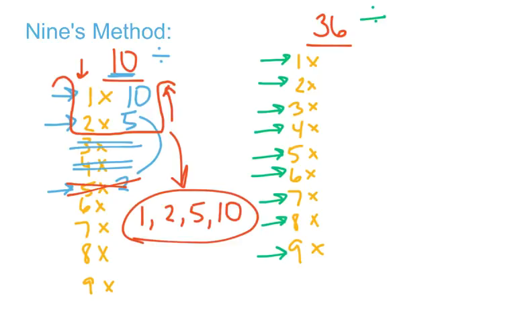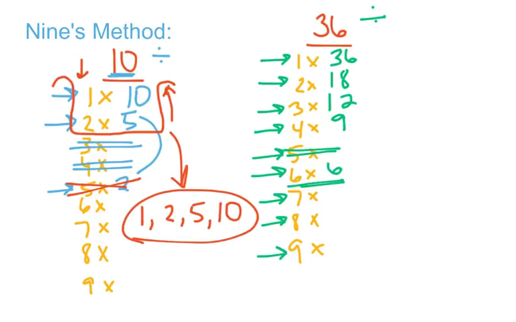So 36 divided by 1 is 36. 36 divided by 2 is 18. 36 divided by 3 is 12. 36 divided by 4 is 9. 5 does not go into 36, so I'm going to cross that off. 36 divided by 6 is 6.